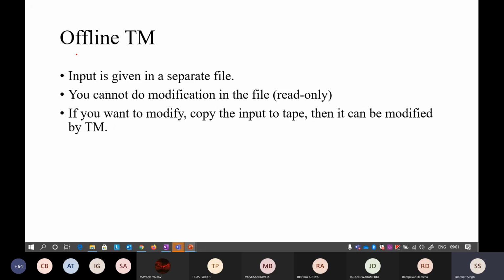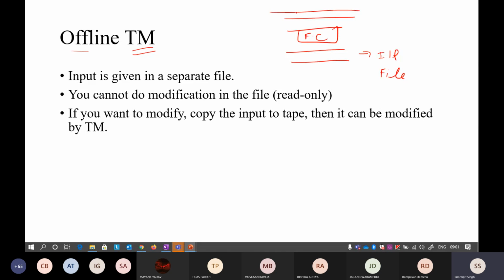Another Turing machine is the offline Turing machine. Offline means that the input is given from a separate file. Suppose this is your input file, this is your finite control, and this will be your tape. The file here is read only, so the finite control cannot make modifications there. It can read from the file, and whatever is read by the finite control can be put on the tape.